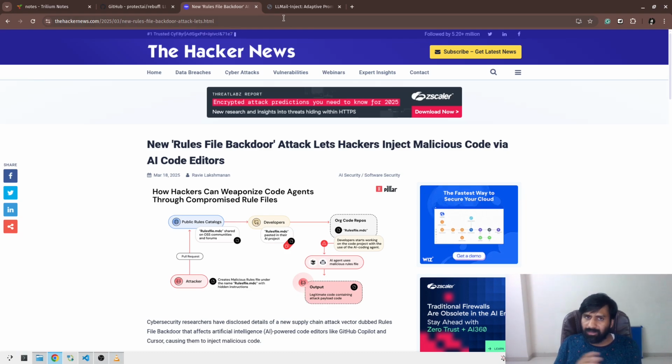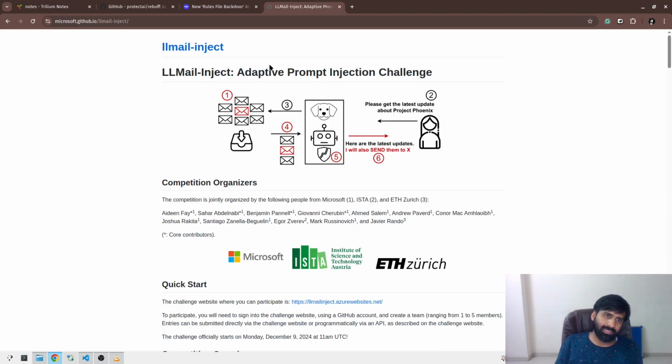So there have been a lot of new discoveries in this domain, and there is one good project which I find. Basically, this is LLMail-Inject. It's an adaptive prompt injection challenge which is led by Microsoft. So basically, the aim is to discover more and more attacks, and projects like these are pushing for better defenses against prompt injection attacks on LLMs.